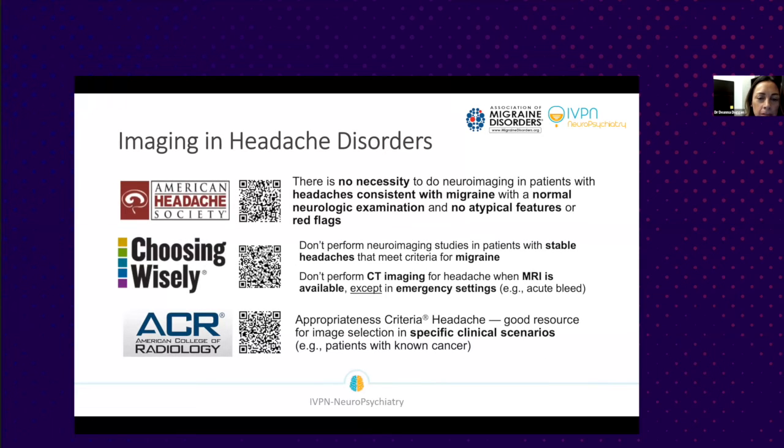There are some resources available that have given guidance to clinicians about trying to avoid unnecessary imaging exams. The consensus is that if there is a normal neurologic exam and no atypical features and the headaches are consistent with migraines, typically neuroimaging is not recommended, even in children, unless there are some of those red or yellow flags or the SNOOP mnemonic that give you a clinical concern. Next slide.